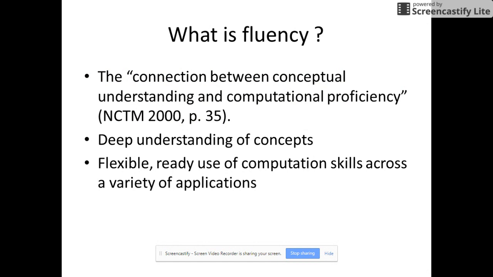So what is fluency? Fluency is the connection between conceptual understanding and computational proficiency. Computational fluency is the connection between conceptual understanding and computational proficiency according to the NCTM 2000 standards. Fluency includes the deeper understanding of concepts and flexible, ready use of computation skills across a variety of applications. So when you were in school, what did you think of when you heard the word fluency? Just keep that in mind as we go through the next few concepts.